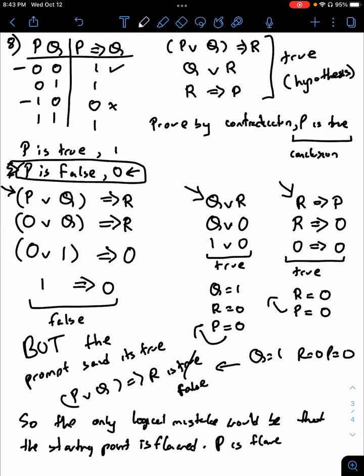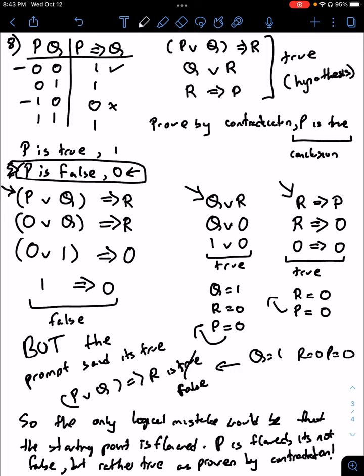P is flawed. It's not false, but rather true, as proven by contradiction. There you go. So we continue to make logical steps, and after we find out something that doesn't satisfy the original condition, we go back to the beginning and we say, the reason this doesn't work is because we set P to be something that it is clearly not.